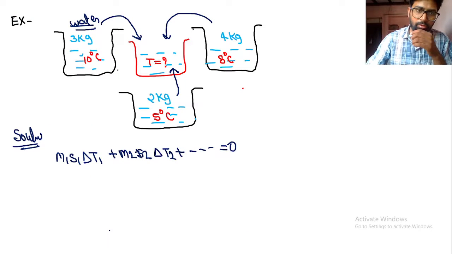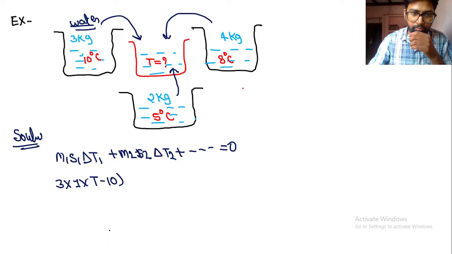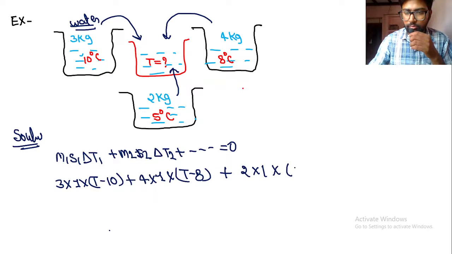By the calculation, the mass is 3 kg, S1 for water equal to 1, the specific heat of water equal to 1. So 3 into 1 into T minus 10, plus the m2 is 4 into S, as the value of S equal to 1, into T minus 8, plus 2 into 1 into T minus 5, equal to 0.